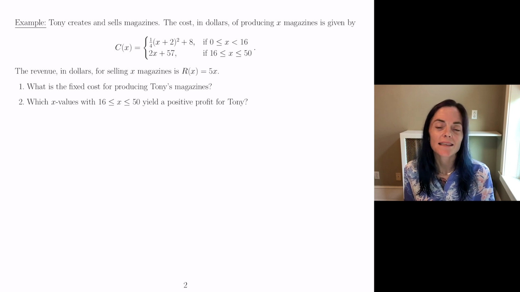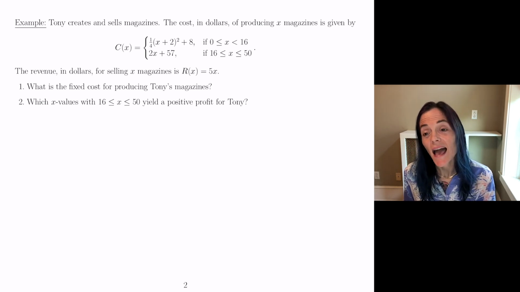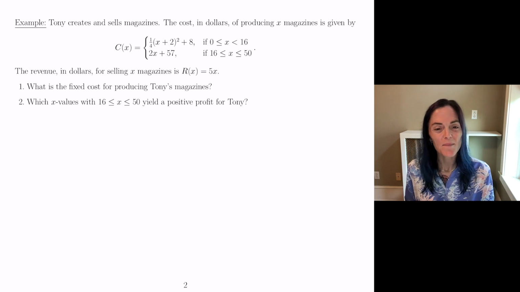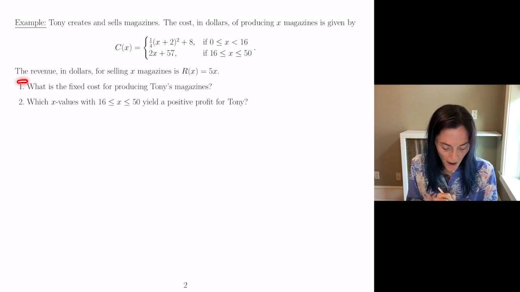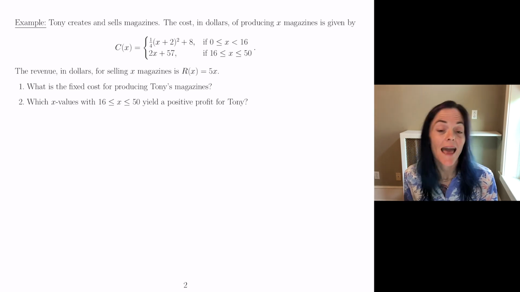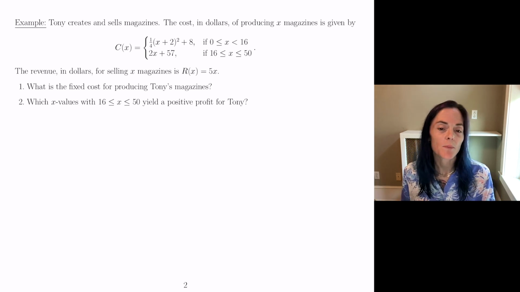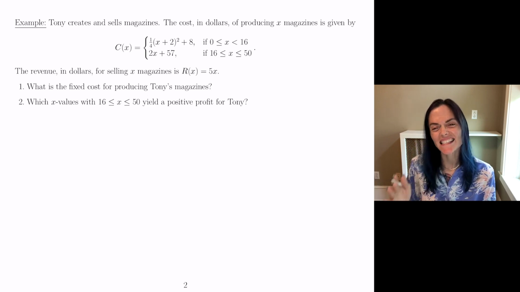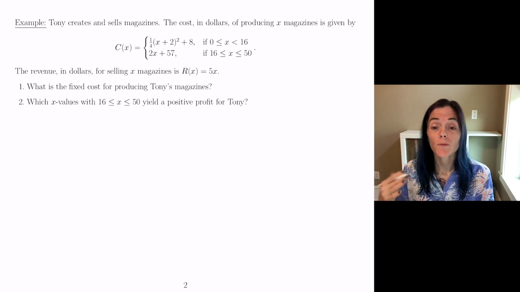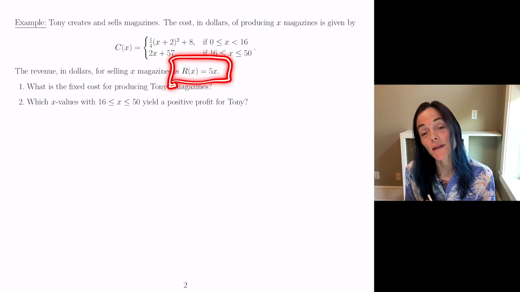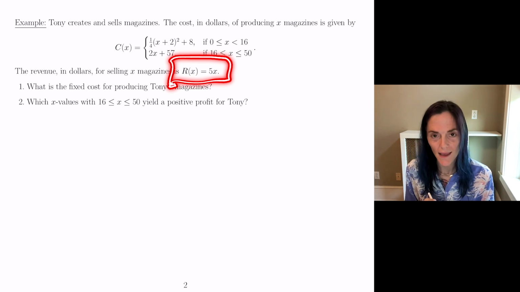Tony creates and sells magazines. The cost in dollars of producing x magazines is given by this piecewise defined function. We have discussed piecewise defined functions in the ramp up. Now, the revenue in dollars for selling x magazines is 5 times x. What is the fixed cost for producing Tony's magazines? And then we have a second part: for which values of x between 16 and 50 yield a positive profit for Tony? We can see, just staring at this revenue function, that Tony is charging $5 per magazine.